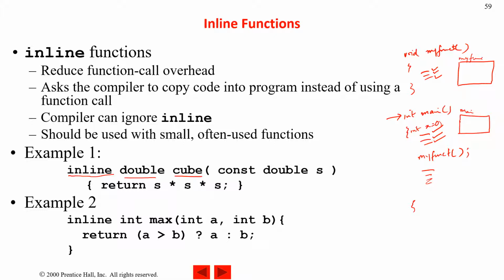And so this inline here is basically a request to the compiler to see if it is possible to just embed this code or the result of this code right inside the main, so that we don't have to go through the process of saving whatever was in the main, loading the function, executing the function, then saving whatever needs to be saved and then reloading the main.